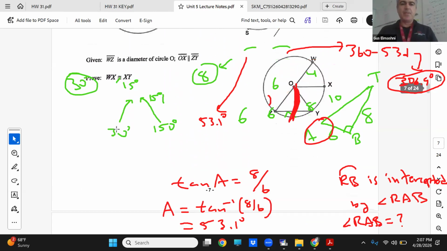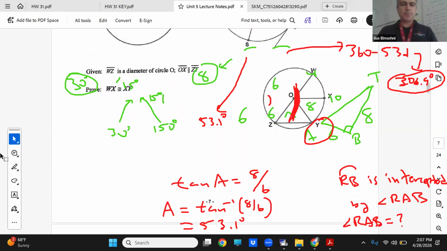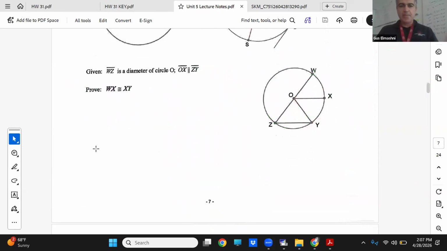All right, so WZ is a diameter, great. O is the center, great. OX is parallel to ZY, okay, cool. But if these are parallel, what does that mean about these two angles? Yeah, WOX and OZY are the same angle. We know that. And then prove that arc WX is congruent to arc XY.